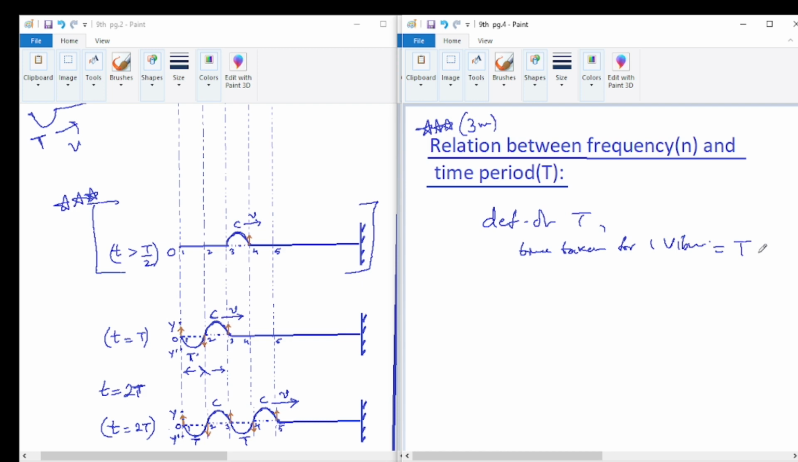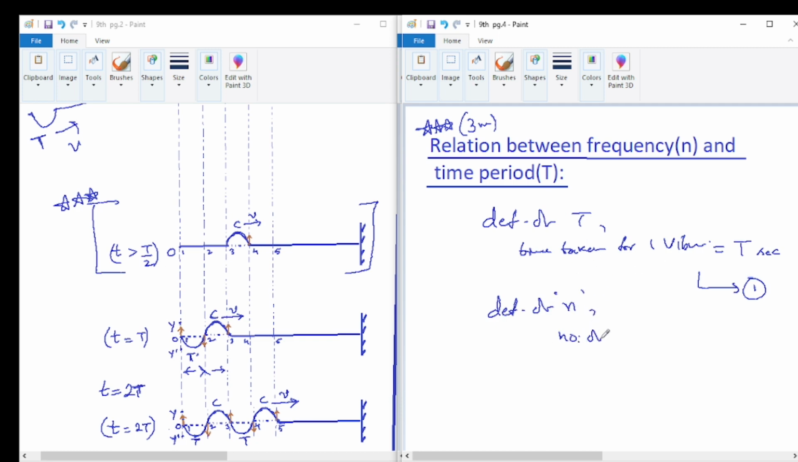So in units, what are the units of time period? Usually seconds. So we can just say that it's t seconds. It can be 5 seconds, 4 seconds. In general, it's taken as t seconds. So this is the time taken for one vibration. Call it equation 1. Now apply the definition of frequency. What is the definition of frequency? It is the number of vibrations in 1 second.